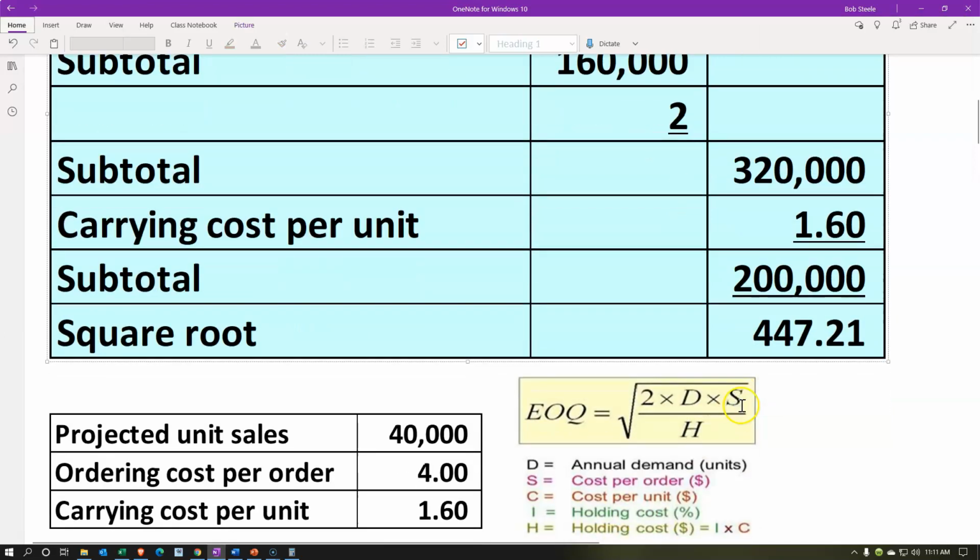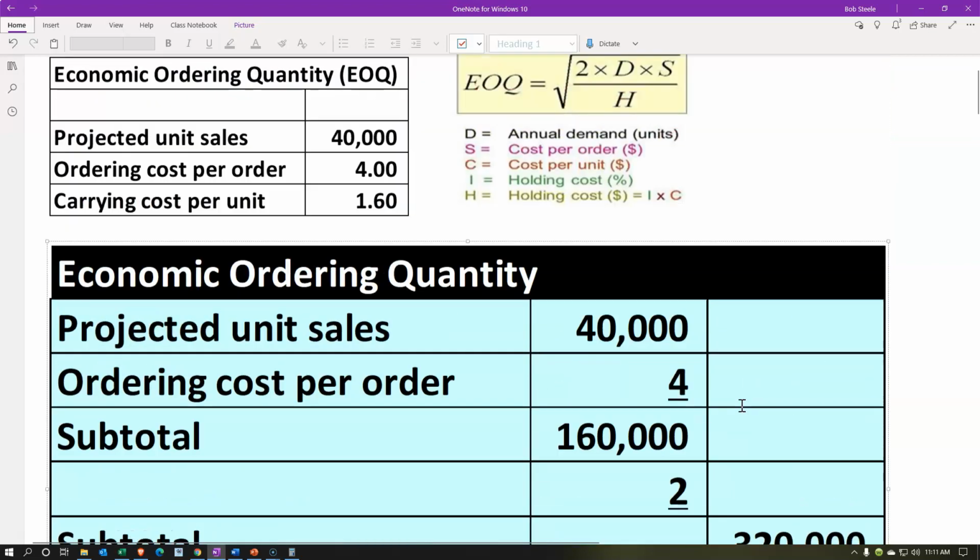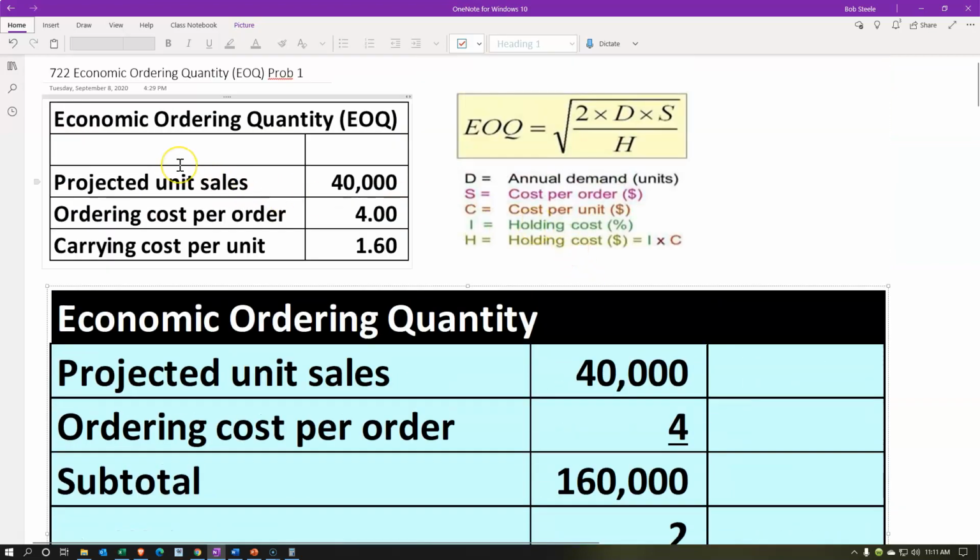And this could be rounded here. So 44,721, that's going to be our bottom line number. That's what we have for our economic ordering quantity. So that means to optimize the balance between these two things, the ordering cost, the cost per order, and the carrying cost, the cost per unit that we're going to carry, to balance out the optimal amount between these two for the 40,000 units that we need.